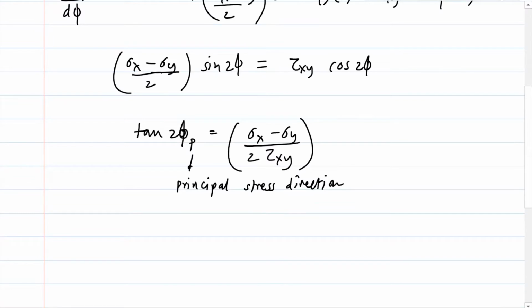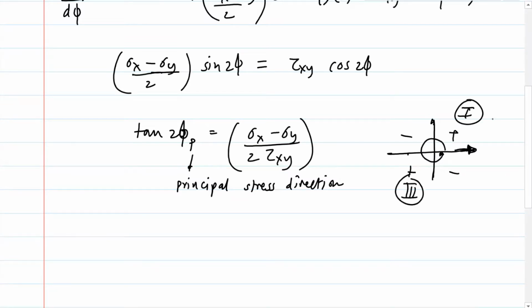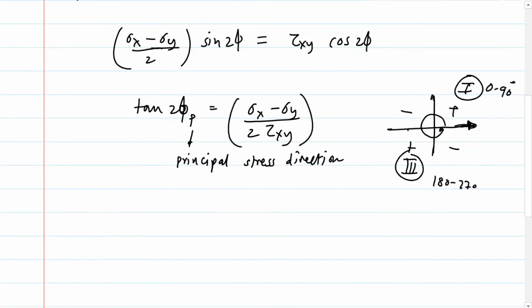Now, when we have tan 2 phi equals some value, I don't know if you know, but the tangent, if there are four quadrants, phi goes from 0 all the way to 360, right? In the first quadrant, 0 to 90, tangent is positive. And it's again positive from 180 to 270. So when you solve for phi p, you'll have two values. They will be in the first quadrant and the third quadrant. One would be 180 to 270, the other will be 0 to 90. So that gives me the direction.